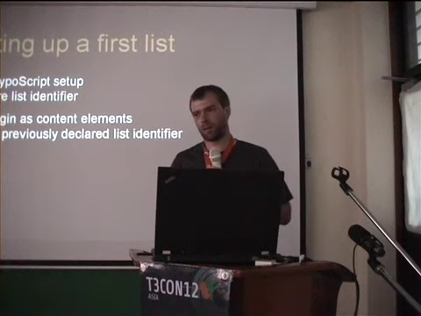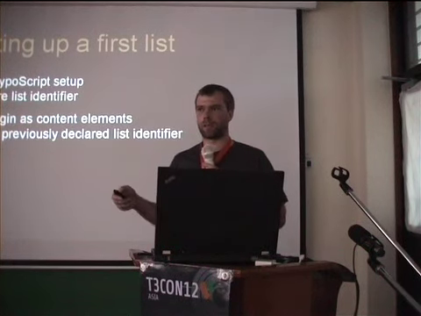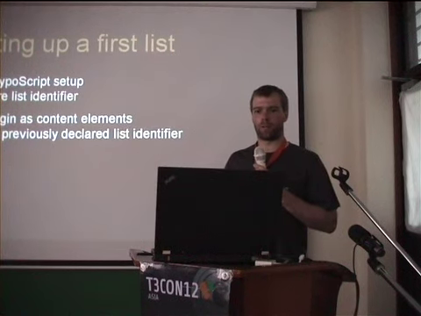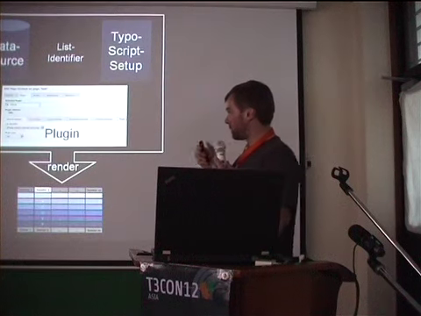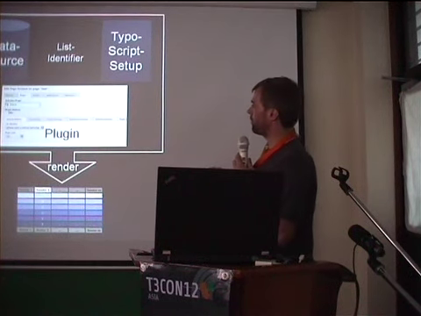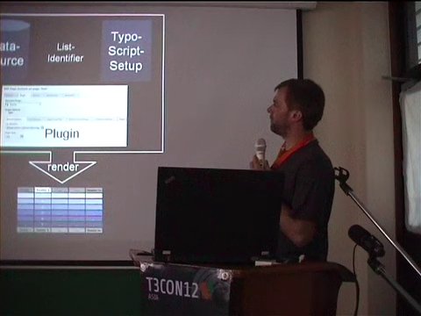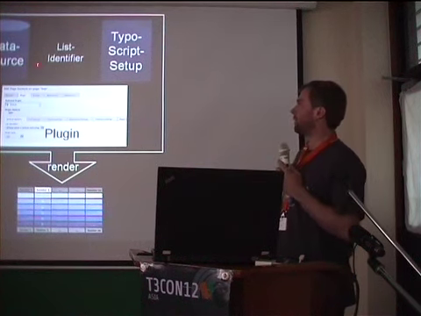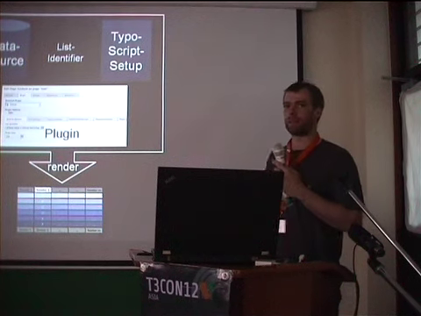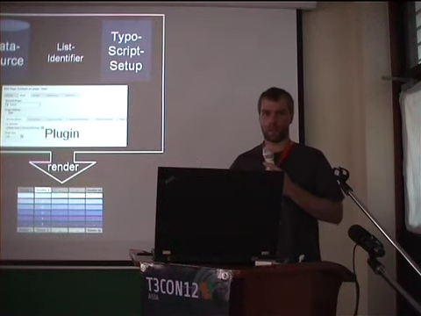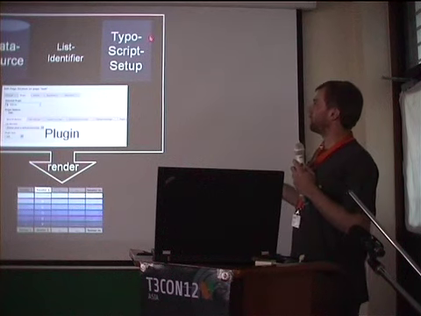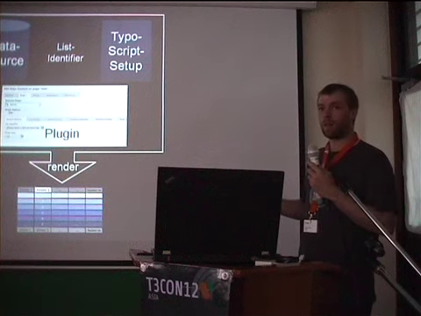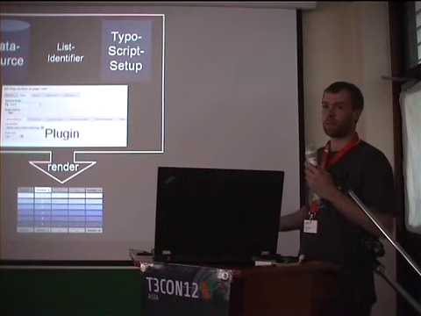And the second step you have to do is insert some plugin content elements which show the list on your website. So this little sketch should give you an impression of how it works. You have an arbitrary data source, like a database or Solr XML files. You have this list identifier which says how the configuration is named. And you have some lines of TypoScript setup. And you put a plugin as a content element on your page, and that renders the list.